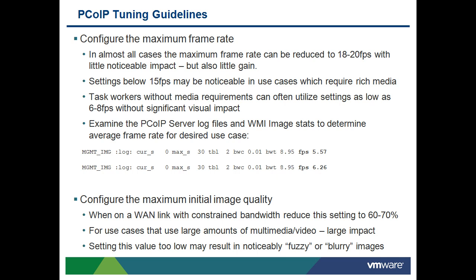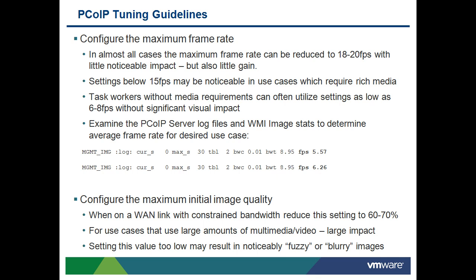So let's move on. Configuring the maximum initial image quality. When you're on a WAN link, honestly, maybe even on a LAN, I think this is pretty common. Reduce that setting to 60 or 70%, and I would recommend starting with 70. Especially for use cases that have large amounts of multimedia, so anything that's in motion, because each of those frame updates will now arrive at the lower quality setting, which saves a lot of bandwidth per frame.